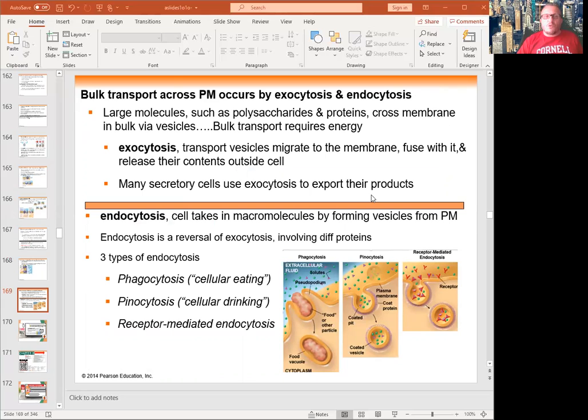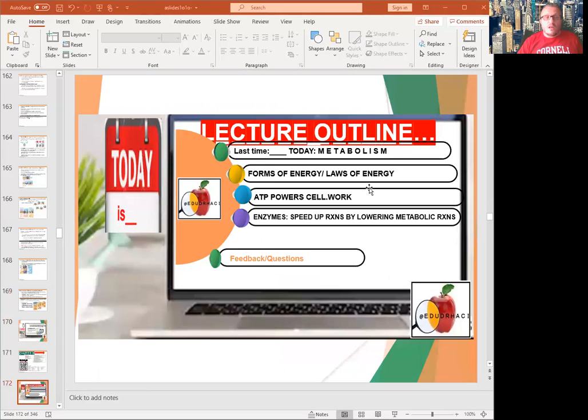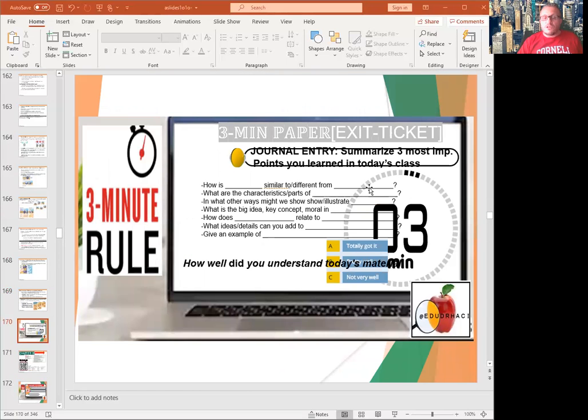Bulk transport can also occur, like exocytosis, where transport vesicles migrate to the membrane, fuse with it, and release their content outside of the cell. Or endocytosis, which is the opposite, where the cell takes in macromolecules, forming vesicles from the plasma membrane. And this concludes our chapter 7, membrane structure and function.